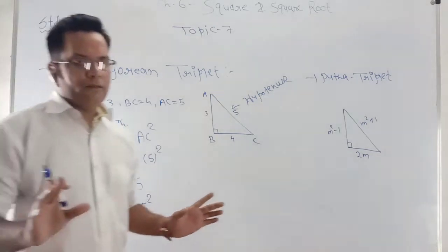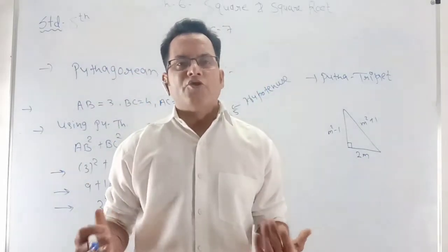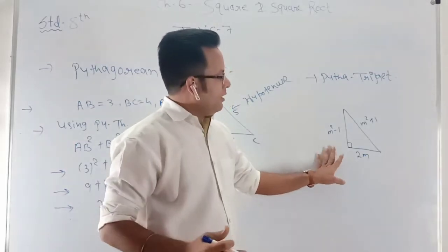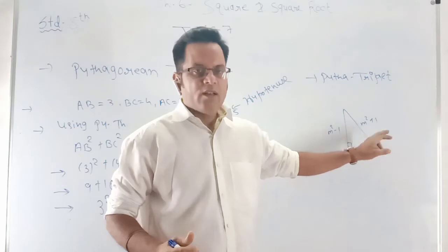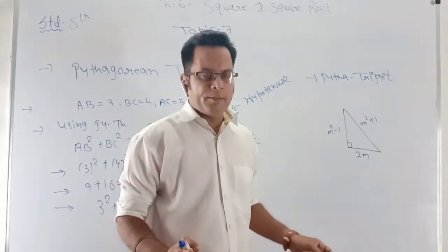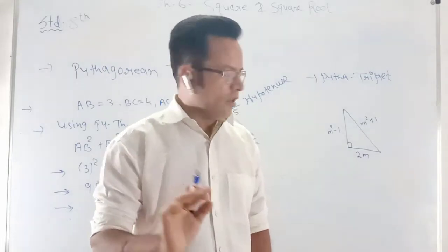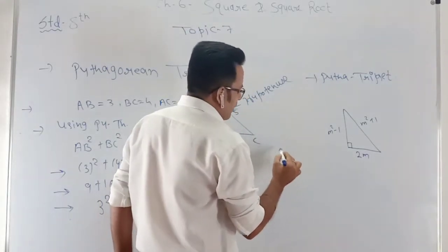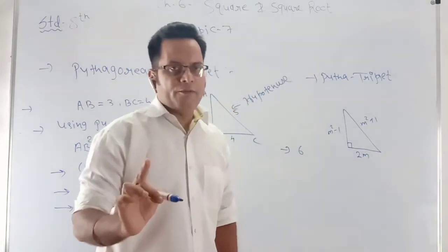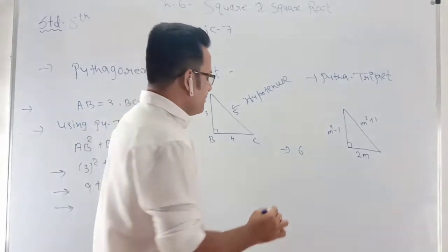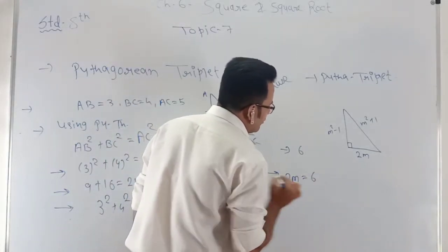In this kind of sums, one member is given and you have to find the triplet. So the members are 2m, m square minus 1, m square plus 1. Again I am repeating, 2m, m square minus 1, m square plus 1. Now suppose one member is given, 6, and you have to find the Pythagorean triplet. So what you will do first: 2m is equal to 6.